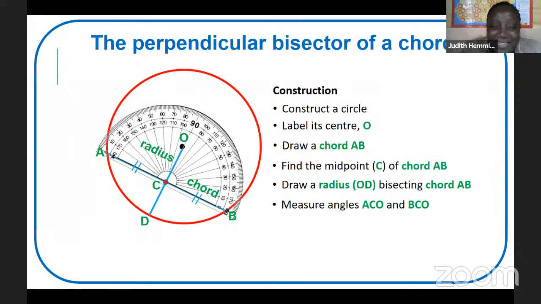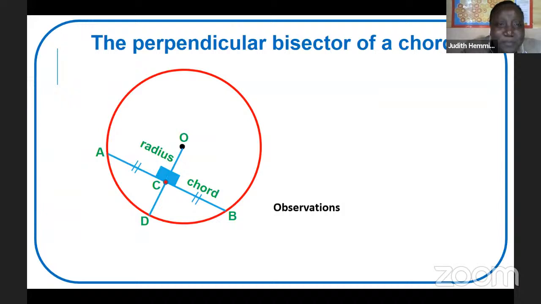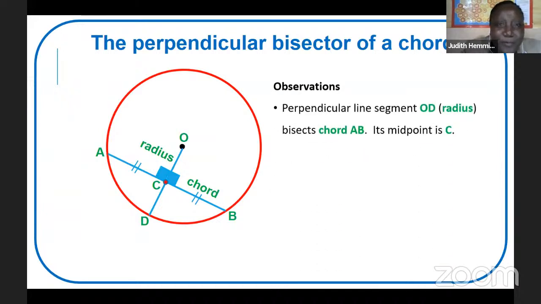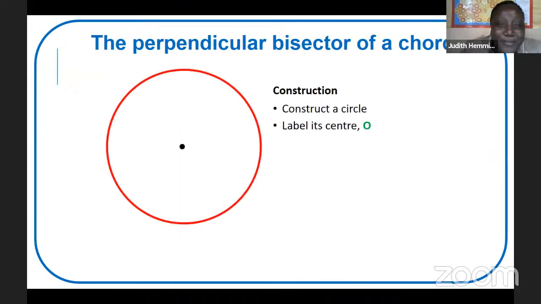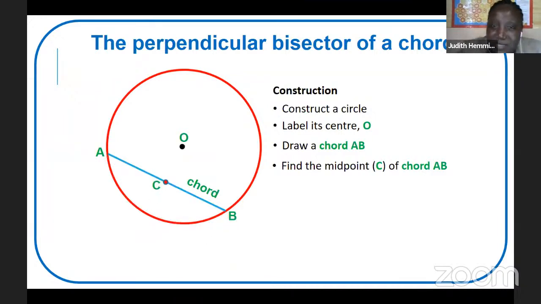Okay, Sharika is saying 90. Do we have any YouTube responses? What do you think the size of angle OCA and angle OCB is going to be? Okay, Thomas is joining in to say 90 as well. What do you think is going to be the length of AC and BC? What could you say about those two lengths?